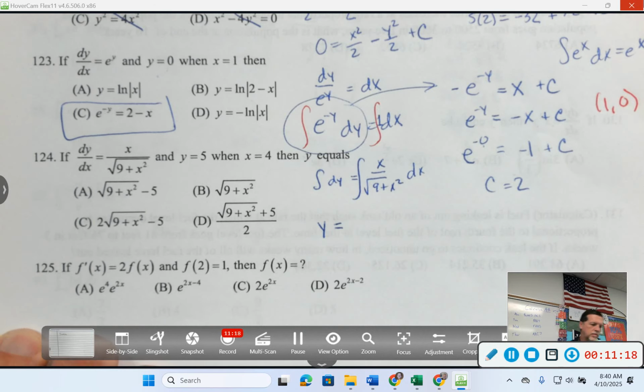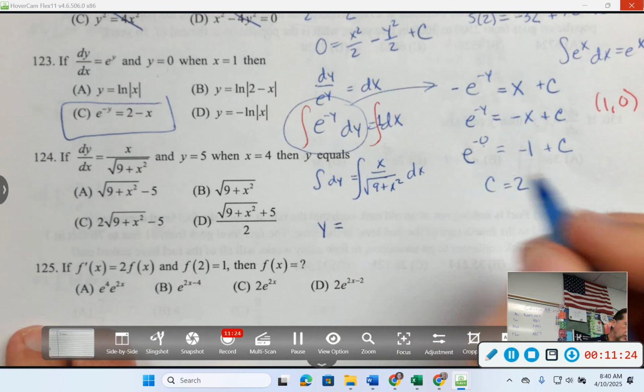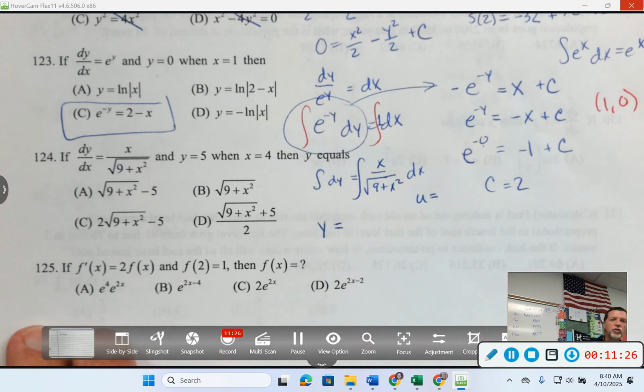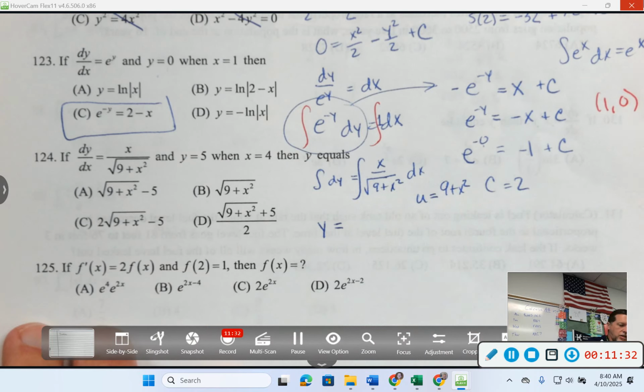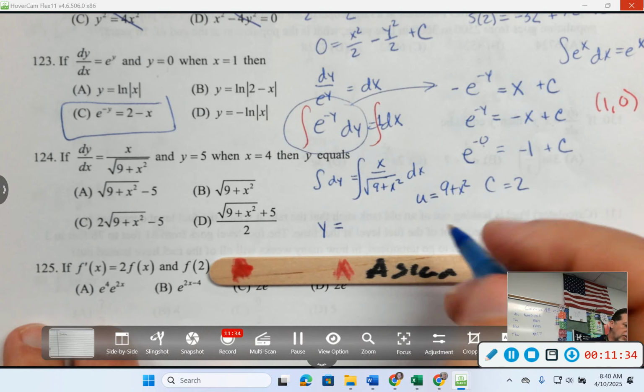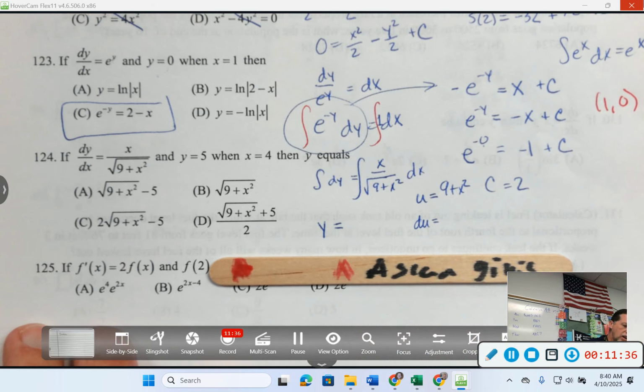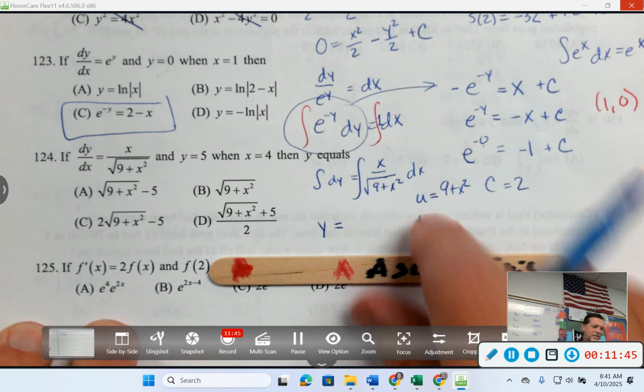So what do I do then? Let's do u substitution. What do you think u should be? Yeah, 9 plus x squared. And we can start picking on people. Aslan, what's du then? If u is 9 plus x squared. It's locked in over there. Du would be 2x.